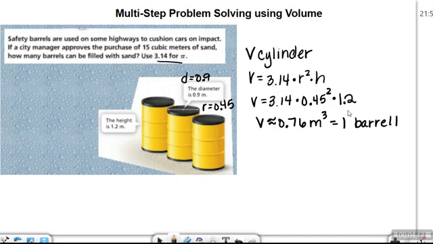But we know that we need to figure out how many, oh, I spelled that wrong. It only has one L. There, B-A-R-R-E-L. So we want to figure out how many barrels we can fill if we have 15 cubic meters of sand. So one barrel doesn't even hold a whole cubic meter. All right, so if we want to figure out how many it'll take to hold 15, then we're going to divide. So we're going to do 15 cubic meters divided by how much one barrel holds, 0.76.